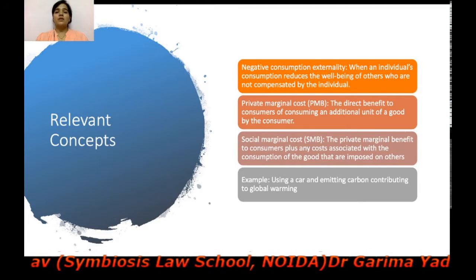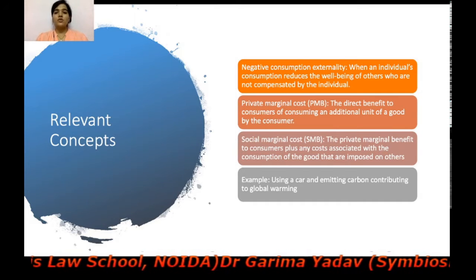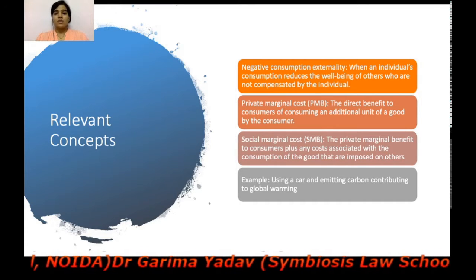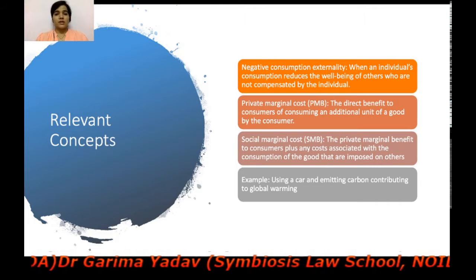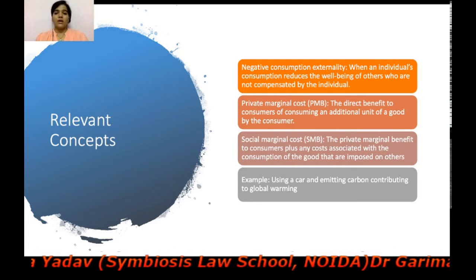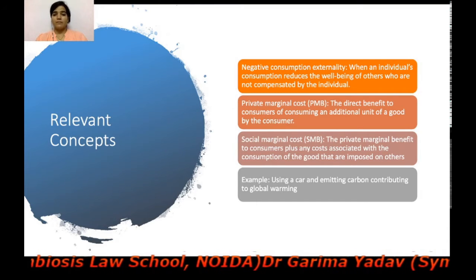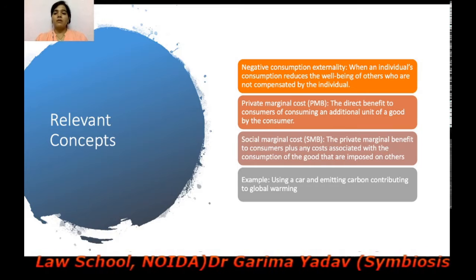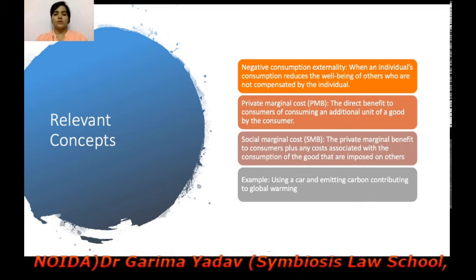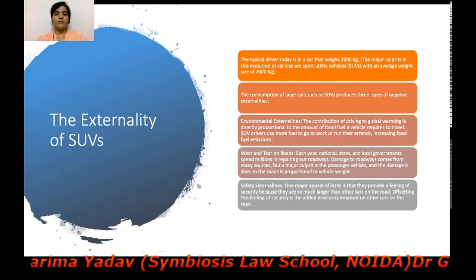Associated with this is the concept of private marginal benefit, a direct benefit to consumers of consuming an additional unit of a good by the consumer. As was the case in the negative production externality, in the negative consumption externality also we have a social marginal benefit involved. However, this is abbreviated as SMB. Now, what is SMB? The private marginal benefit to consumers plus any cost associated with the consumption of the good that are imposed on others.